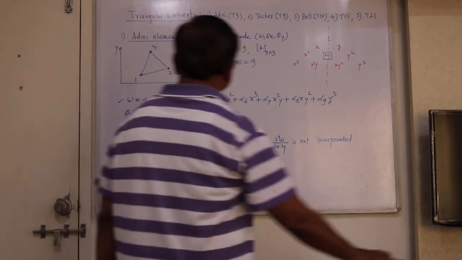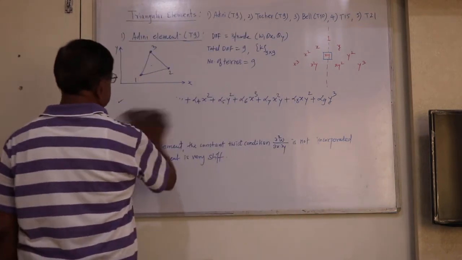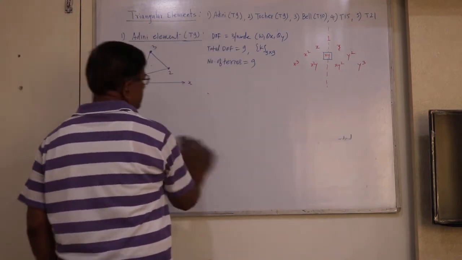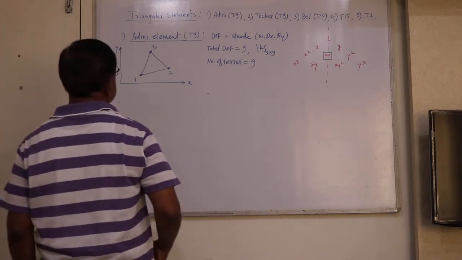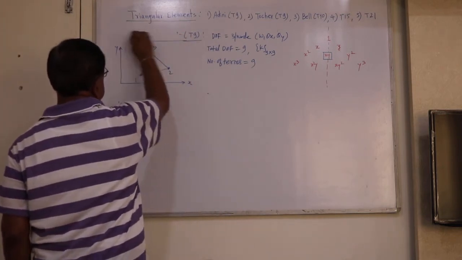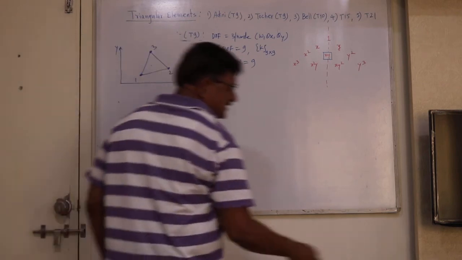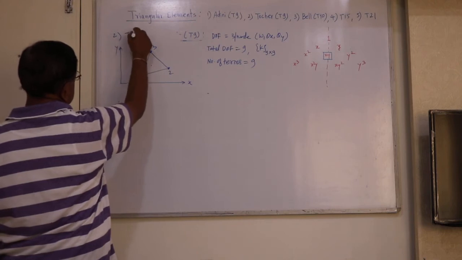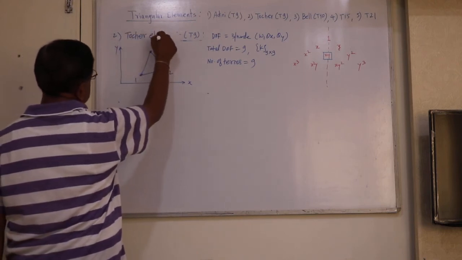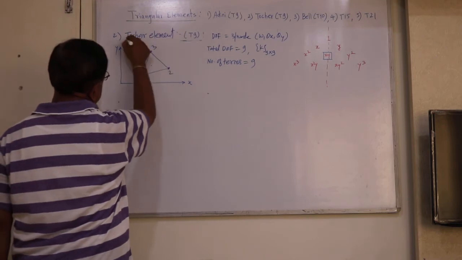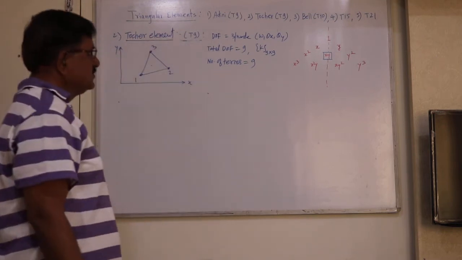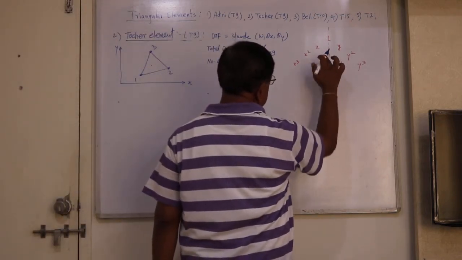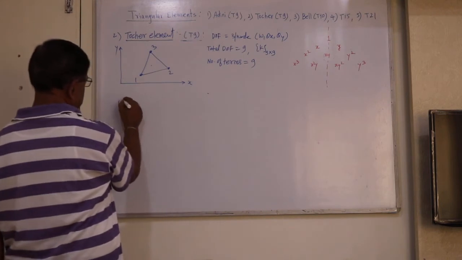The second one is the Torture element. Again, the Torture element consists of 9 terms, so this is also a T9 element. So 9 terms are used, and the twist condition is now considered. So the displacement function assumed is this way.